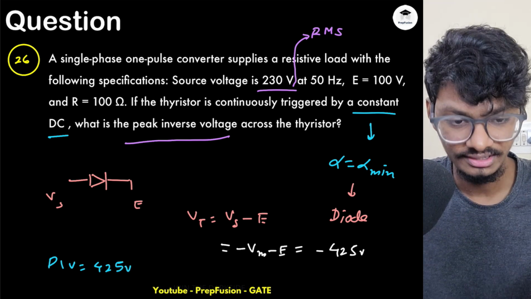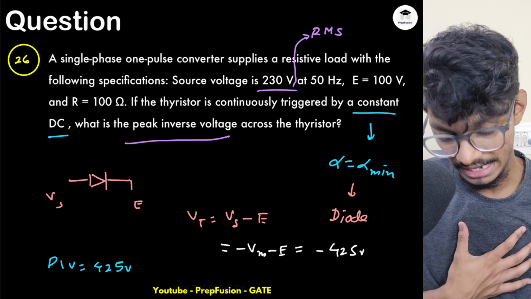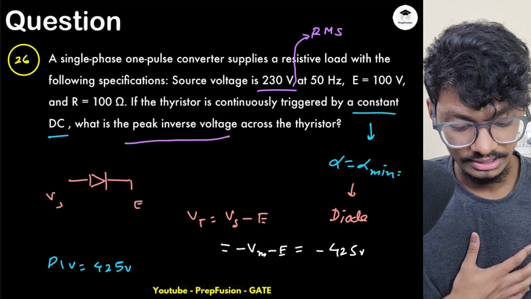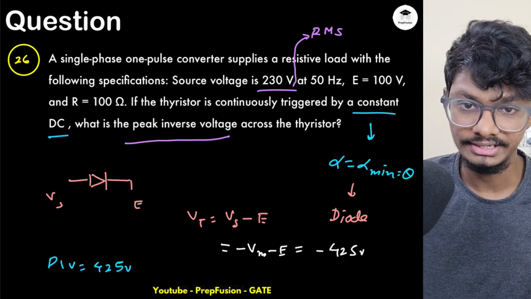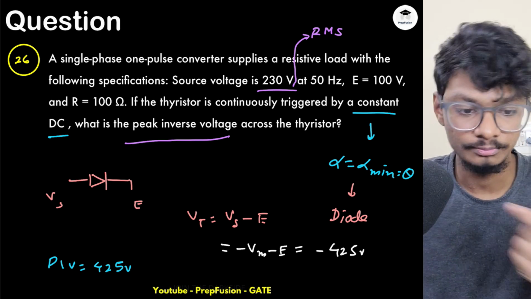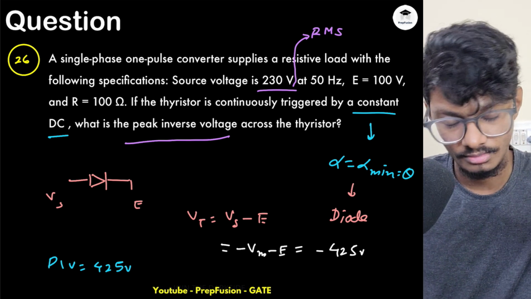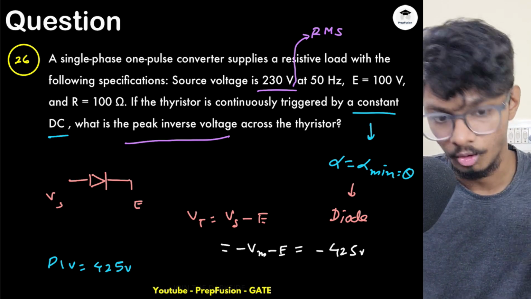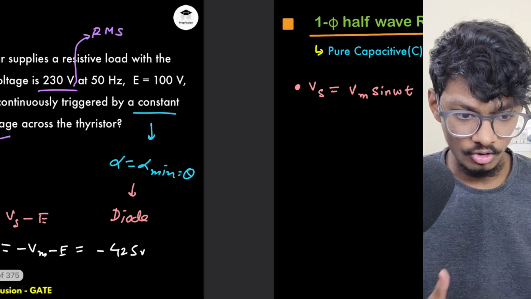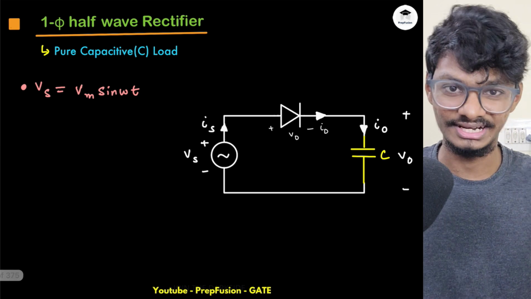Nothing to scare here. And basically alpha minimum for an RE load is theta. It is not 0, it is theta. Okay, because before theta the SCR is off, in the reverse blocking mode. Now obviously all the questions are done. The last one was easy only.